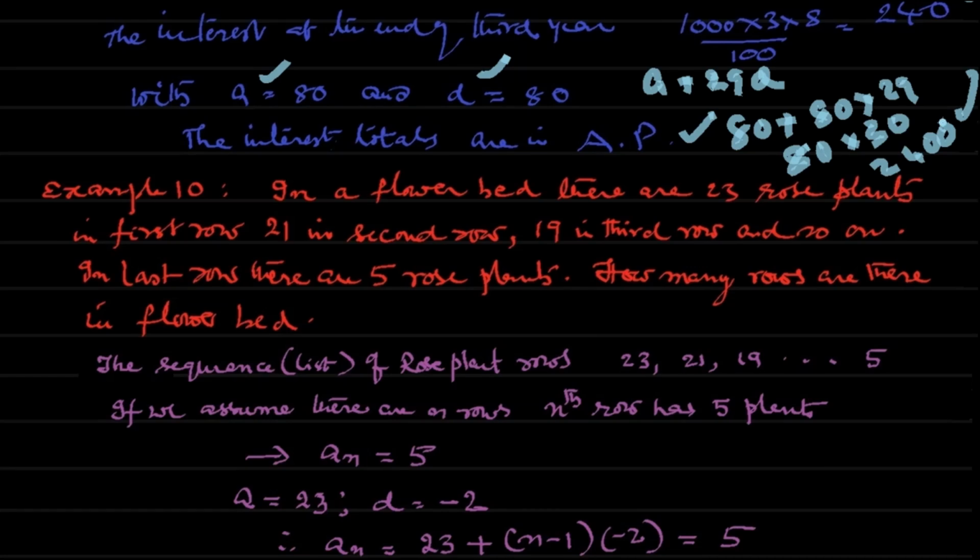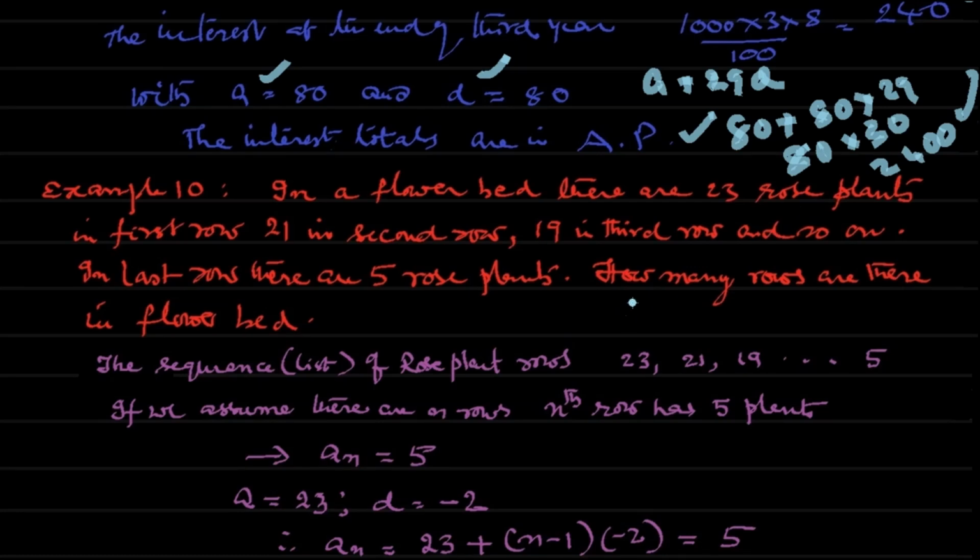This is the answer. In a flower bed, there are 23 rose plants in first row, 21 in second row, 19 in third row, and so on. In last row, there are 5 rose plants. How many rows are there in the flower bed?